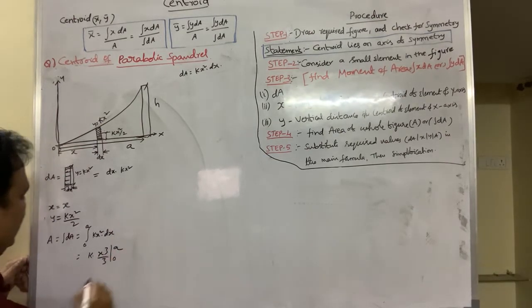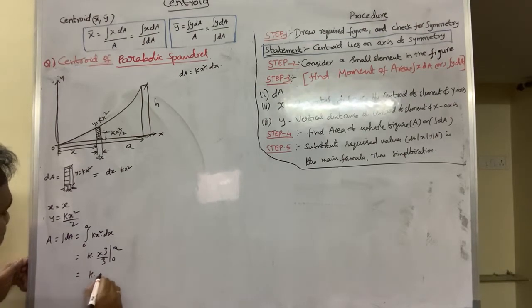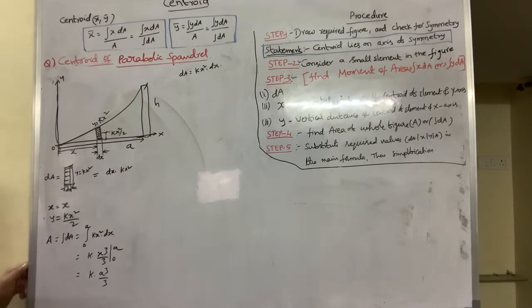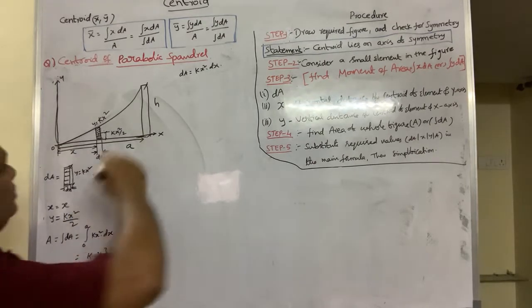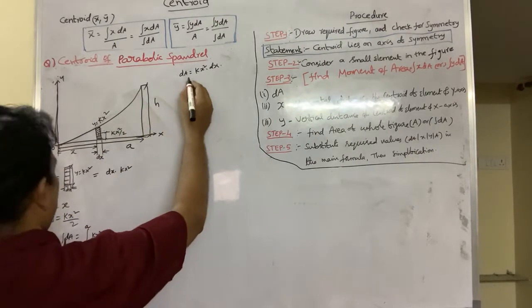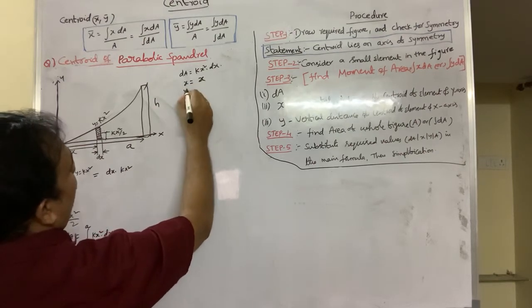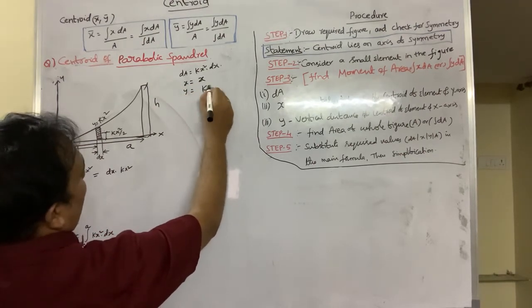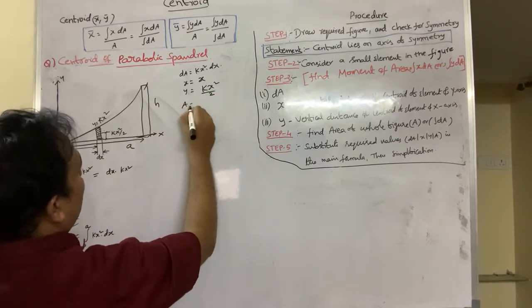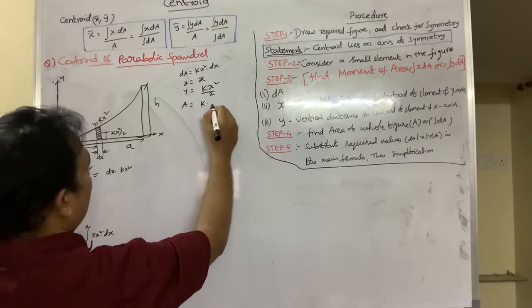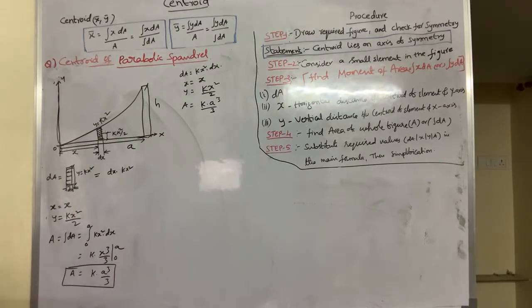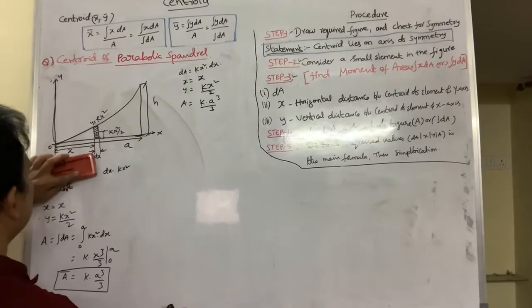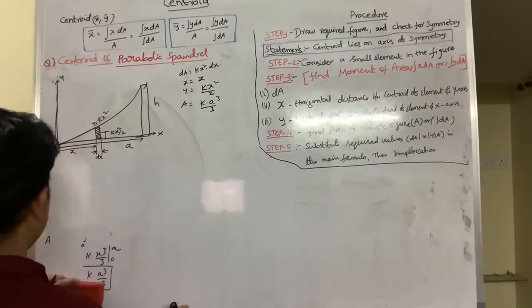Limits are 0 to a. That means k into a cube by 3, of course minus 0 also. So finally I got A as k into a cube by 3. Let me write here clearly what is x, what is y: y is kx square by 2, and capital A is k into a cube by 3. Let me rub here so that I have place for calculations.